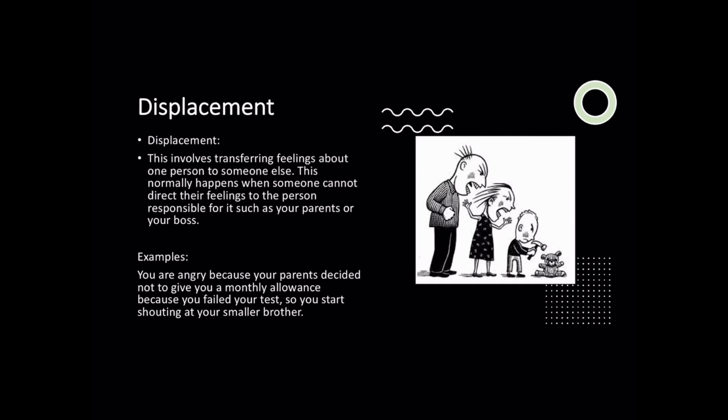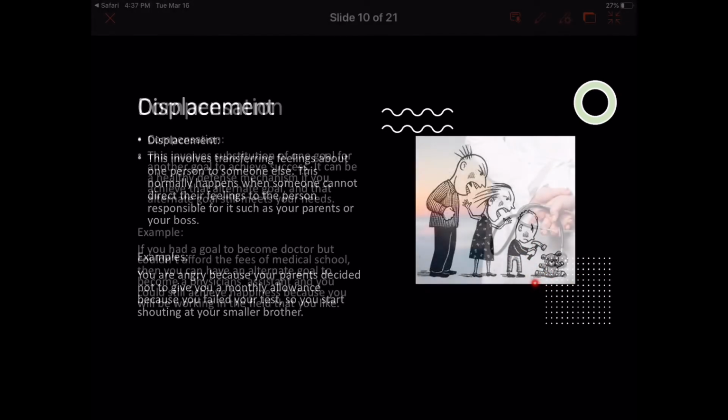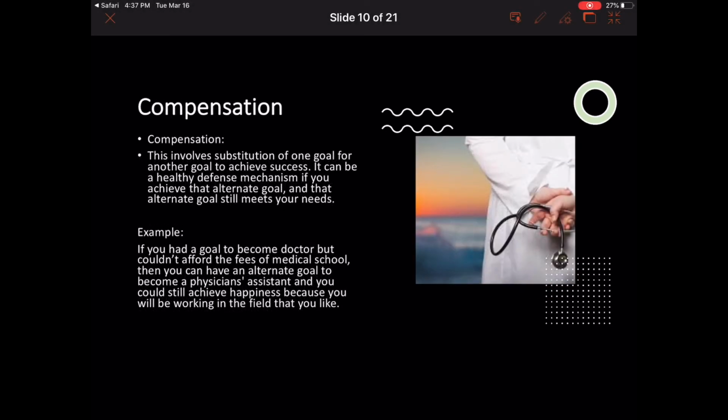An example here could be a father who is shouting at his younger daughter. The younger daughter then releases her own anger at her younger brother, and then the younger brother releases his anger on his small toy. The next defense mechanism we'll be talking about is compensation.